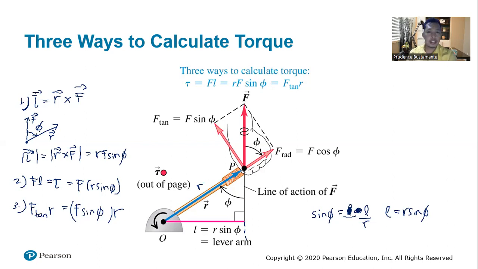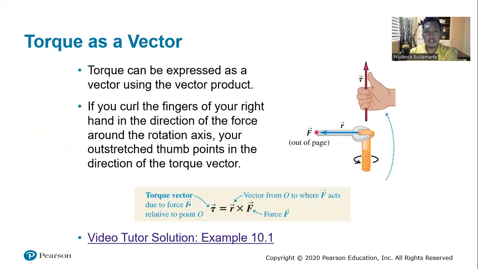If you use your right hand rule, you point your hand in the direction of R, and then your palm faces into the force. This is what we call the out-of-page direction of the torque. So please review your product of two vectors.